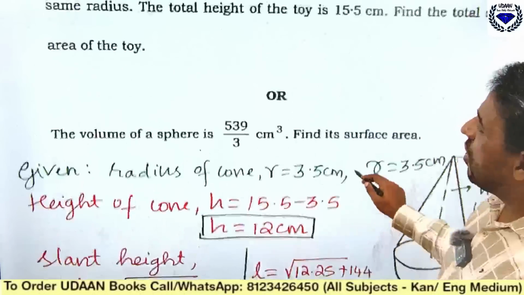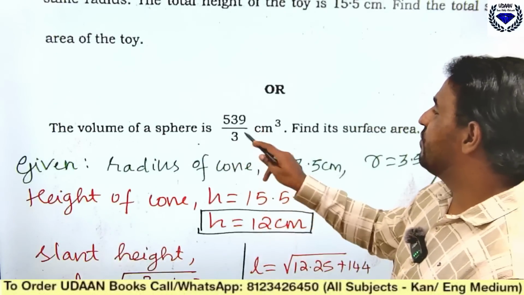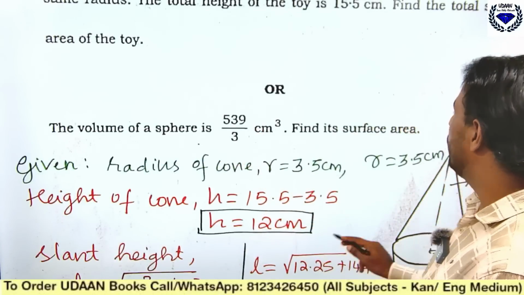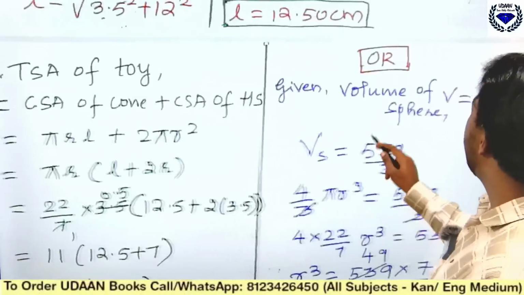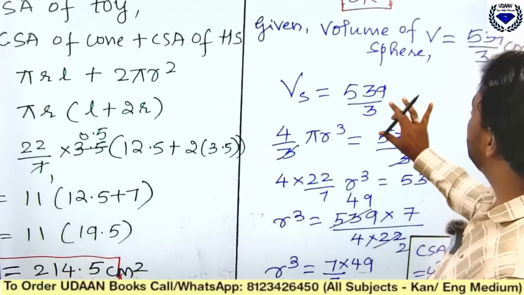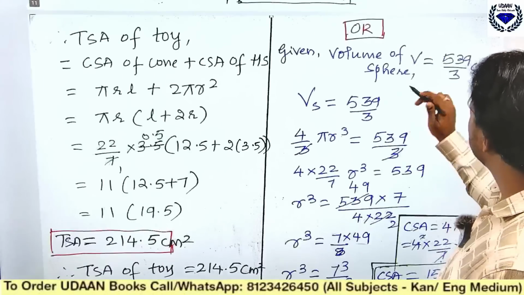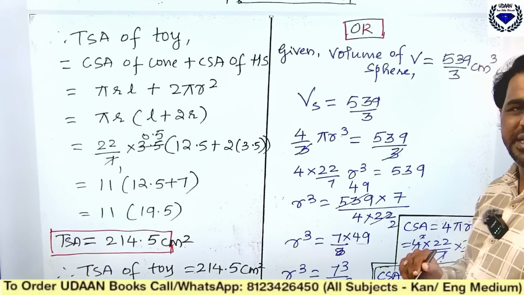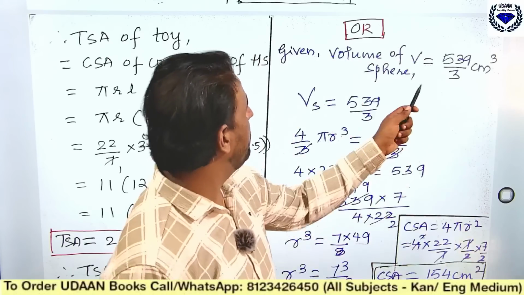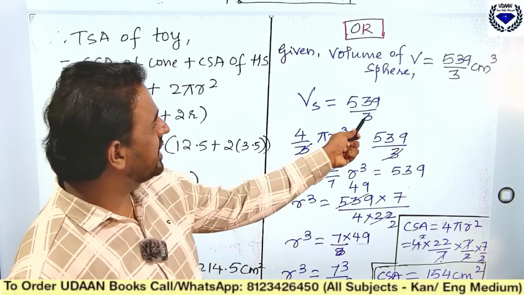Then there is another question. The volume of a sphere is 539 by 3 centimeter cube. Find its surface area. Given volume of sphere is what? 539 by 3 centimeter cube is given. Then volume of sphere is 539 by 3.